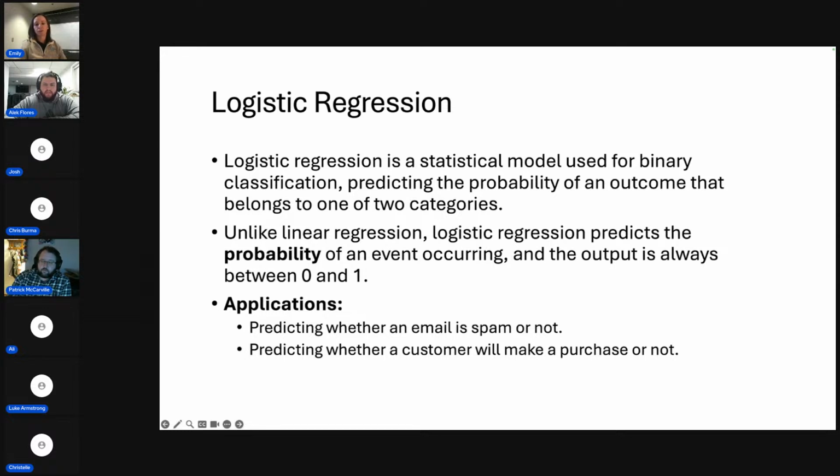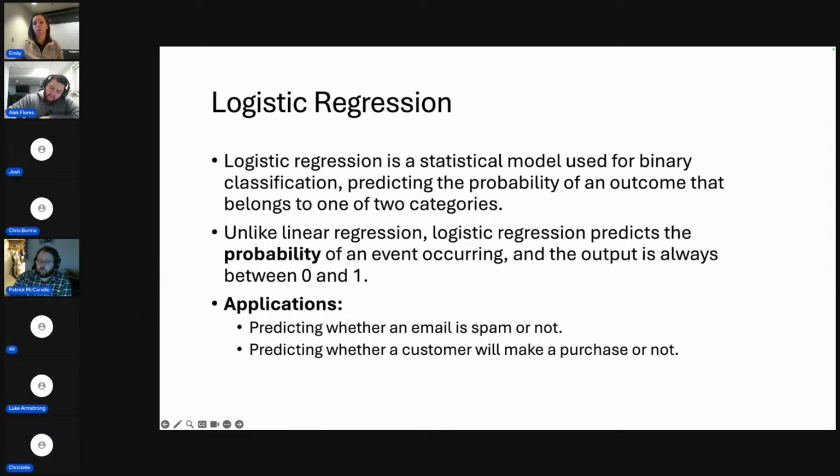What you're going to use to do that is logistic regression. And this model is a statistical implementation used for binary classification. And we can leverage it to predict the probability of an outcome that belongs to one of 2 categories. So unlike linear regression, which predicts a numerical output that we can quantify on a scalar, logistic regression predicts a probability of an event occurring. And the output is always between 0 and 1.